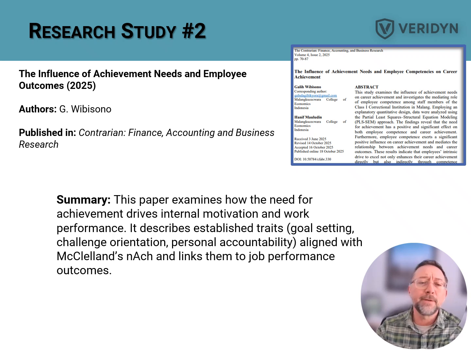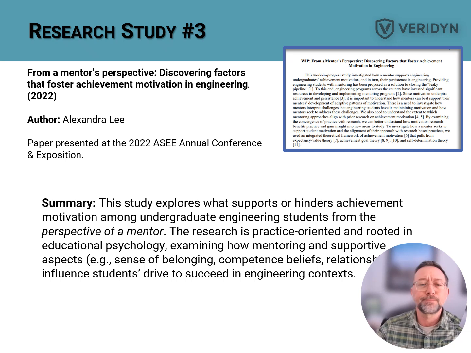This one was the influence of achievement needs and employee outcomes. So again, this is focused more on the achievement part, so not affiliation or power, but achievement on people that have higher achievement needs, and how does that affect the outcomes? So this was a recent study as well, and how achievement drives motivation, personal motivation, and therefore work performance in an online setting. So that was a neat study.